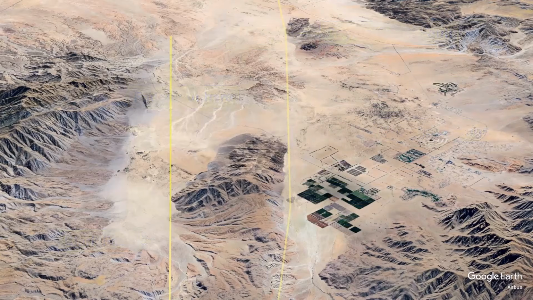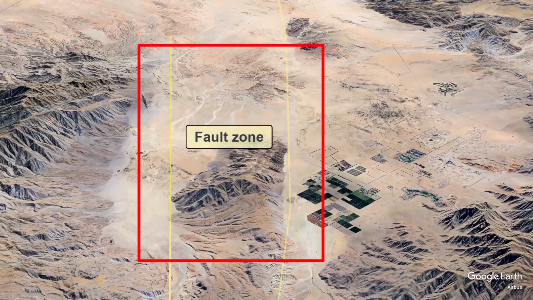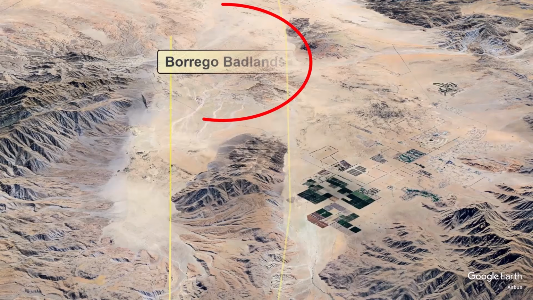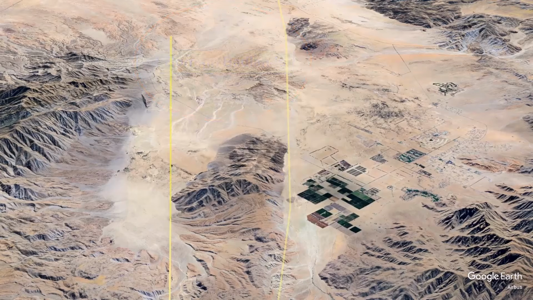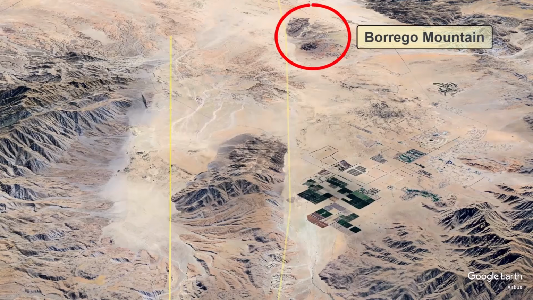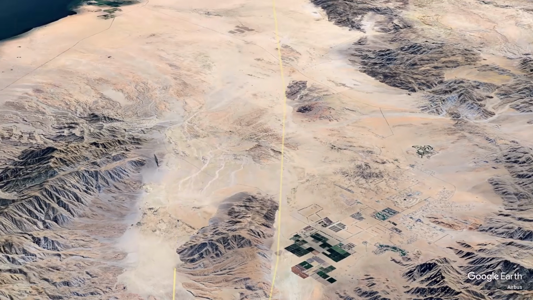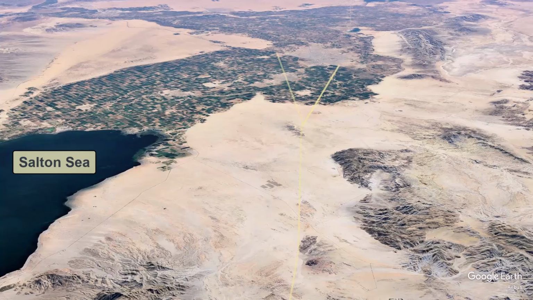Both faults, or essentially the fault zone, are responsible for creating much of the Badlands in the park, mainly the Borrego Badlands. Also in the park, it passes by Borrego Mountain, the site of the last big earthquake on the San Jacinto Fault Zone. Close by is the Salton Sea. This low area was formed by the pull-apart action of the San Andreas and related fault strands, possibly including the San Jacinto.